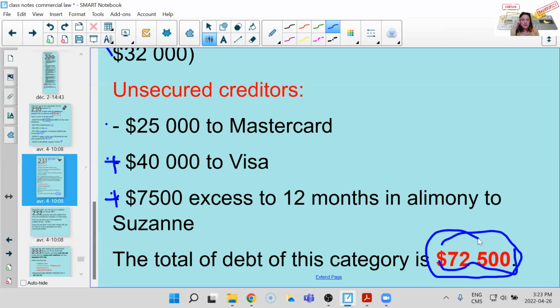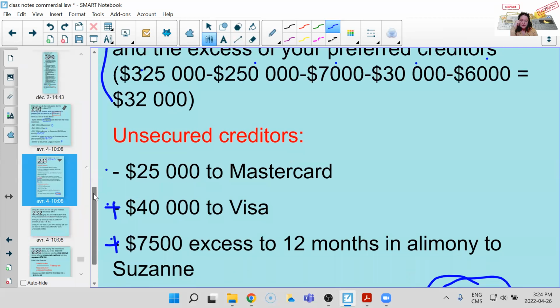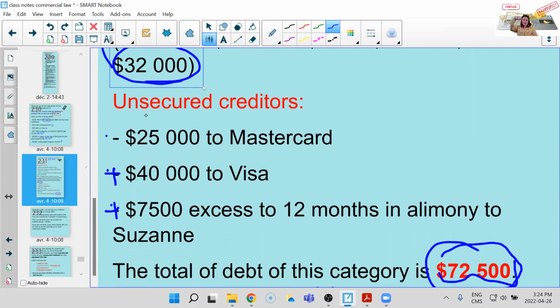The problem with this is that when I looked in my piggy bank, I only had $32,000. So we remember, I started with 325,000 minus everything that we had so far. I was left with 32,000. So I have 32,000 in my piggy bank. Unfortunately, the debt is 72,500. So I still have more debt than I have money in the bank to pay all of those. So I don't have a choice. I'm gonna have to pay them proportionally.